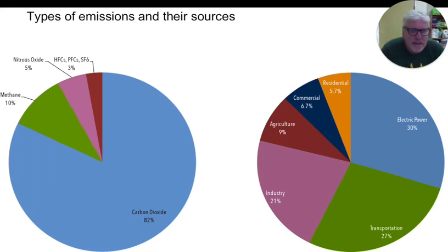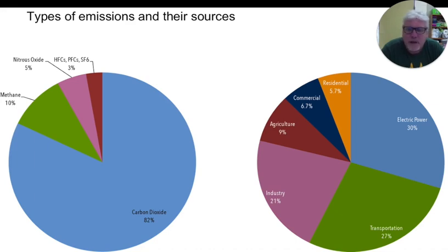Methane and nitrous oxide make up the next two pieces. And then something called HFCs and PFCs, hydrofluorocarbons. These are things that are propellants and used in air conditioning, and they get released in the atmosphere, and they can really cause some problems for us.